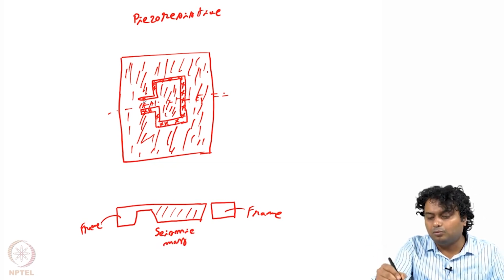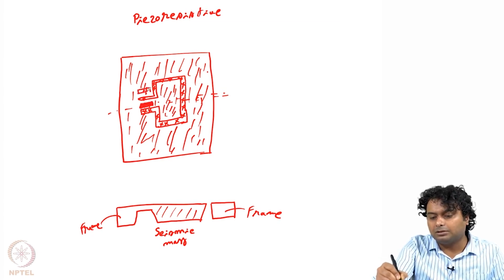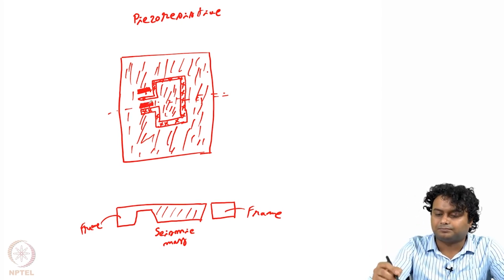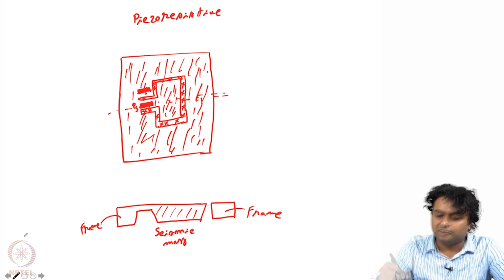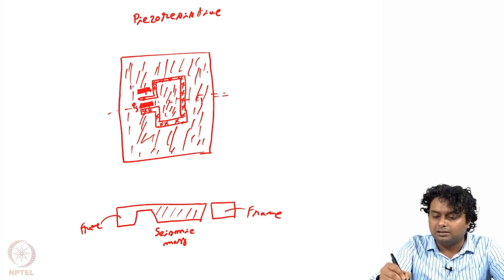Now what we do, we put two piezoresistors, one piezoresistor here and another piezoresistor, let us say here. One is on the moving part at the seismic mass junction, and the other is on the frame. This is PS, the sensing, and this is PR, the reference.